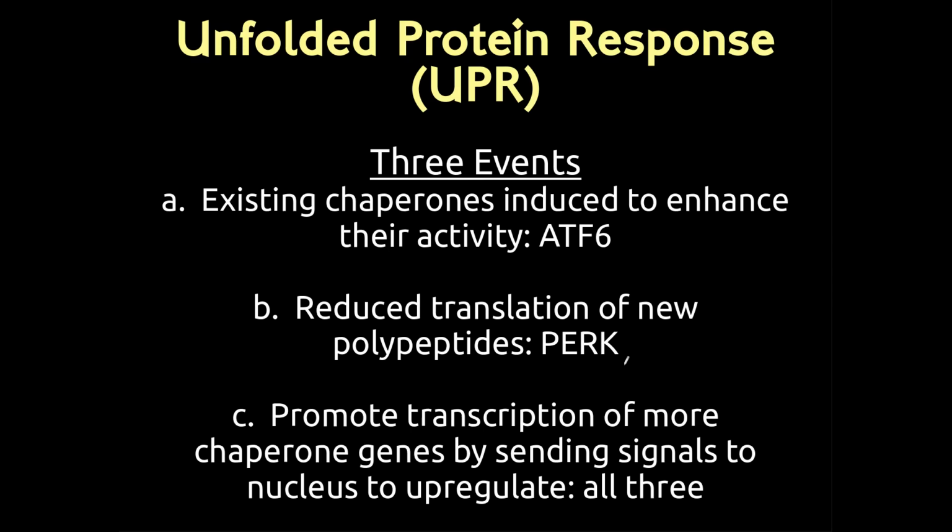Also, we want to promote the transcription of more chaperone genes by sending signals to the nucleus to upregulate chaperones. So all 3 of the proteins that we talked about are going to be doing that. Sometimes you can do all of this. You can start cranking up your chaperones. You can make more chaperones. You can cut back all the other translation that you're doing. And it still doesn't work. You are still accumulating unfolded proteins.